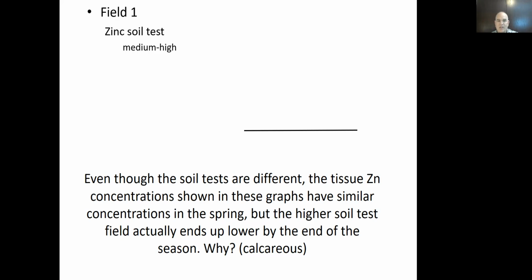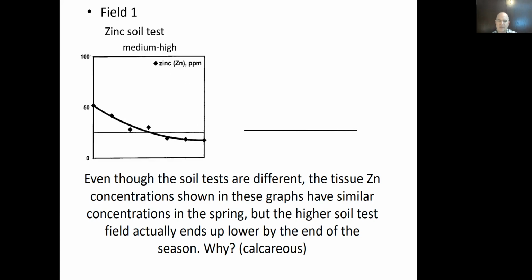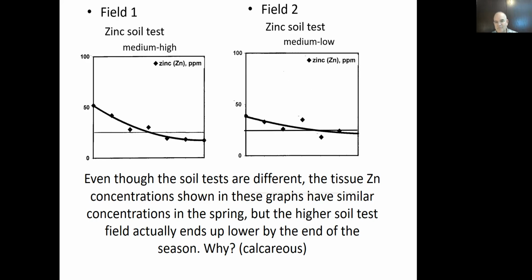This is a good example. The soil test on the zinc was medium high in this particular situation, and it was calling for no zinc. But when we did the tissue analysis here, this is the one I just showed you, it actually dropped below the critical level by the end of the season. So it wasn't perfect. Now here is a contrast. This one said we needed zinc, and we put some on, and we more or less stayed above the critical level through the season.